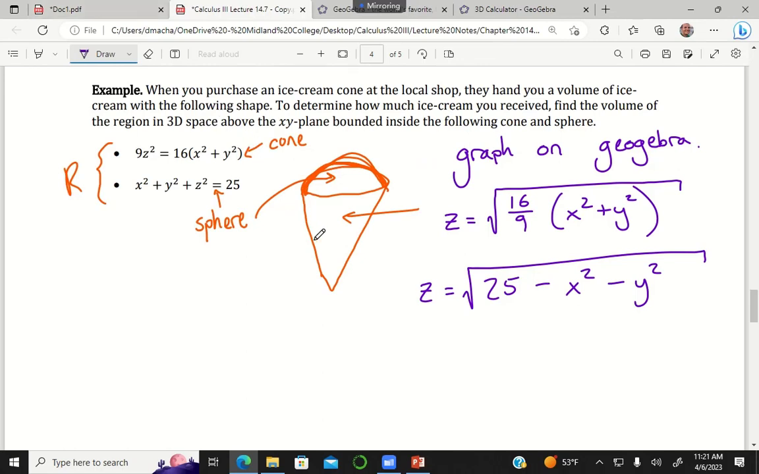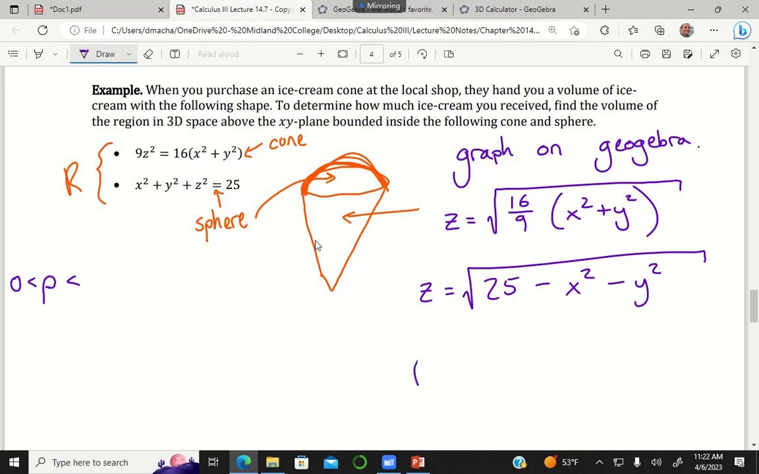So this is going to be a situation where spherical coordinates are going to come in real handy, because I can describe this stuff using spherical coordinates by saying let rho be anywhere from 0 up to the top sphere part of my cone.